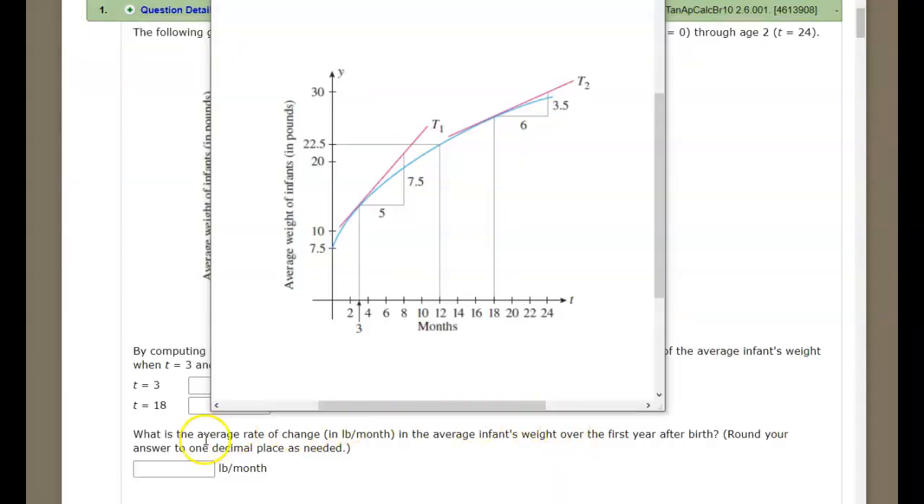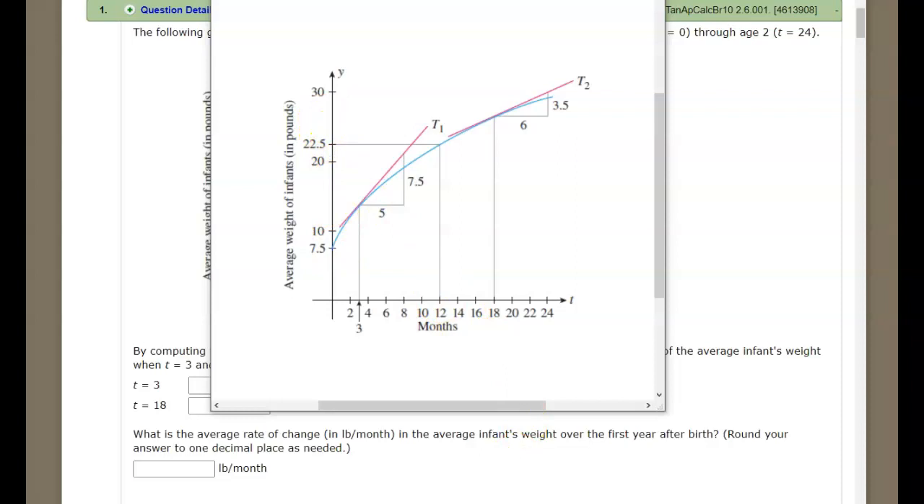The next question they ask is, what is the average rate of change in the average infant's weight over the first year of birth? The first year of birth would be 0 to 12 months. So I'm going to need a couple of points to get an average rate here. They've given me some points. So I've got a 7.5 for my y and a 22.5.